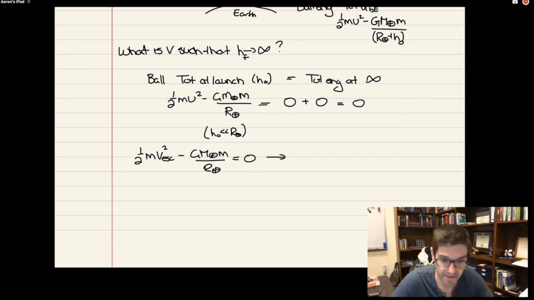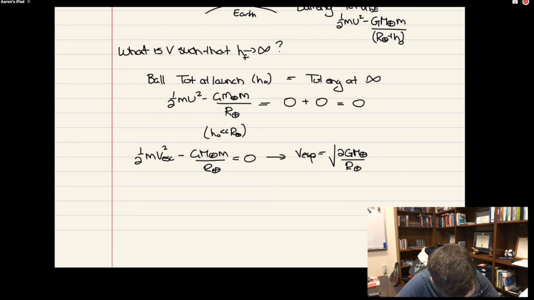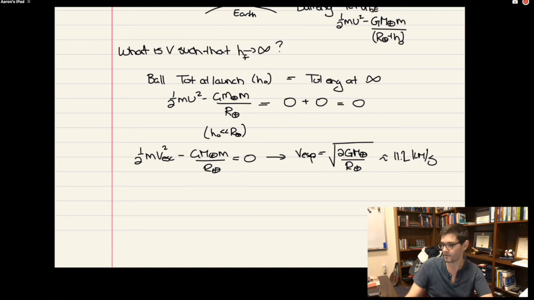Then you can see the mass of the object, or the ball, or the rocket cancels, and it looks like v escape is the square root of 2 G M Earth over r Earth, which for the Earth is about 11.2 kilometers per second. I'm not going to do mental math in my head. About 25,000 miles per hour.